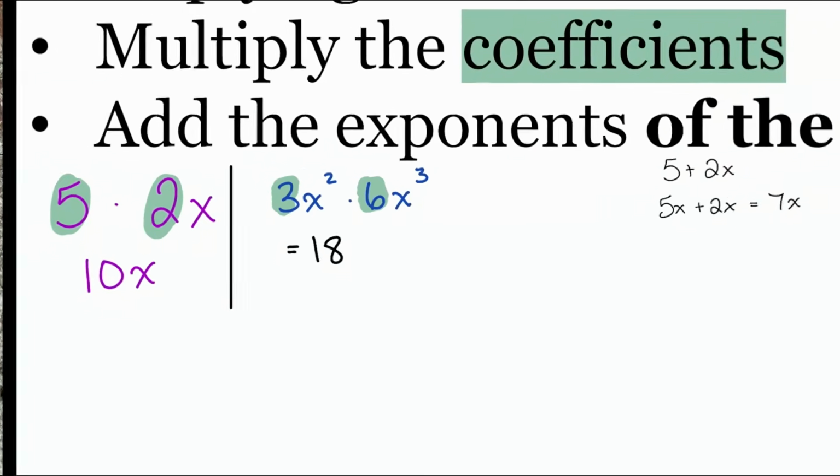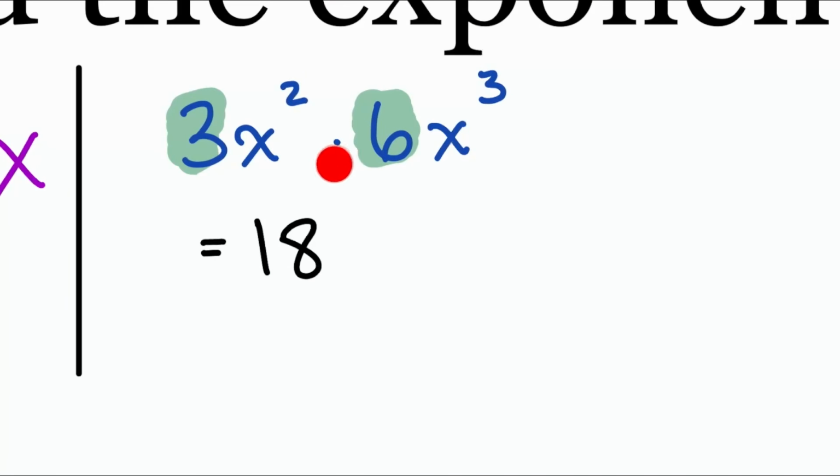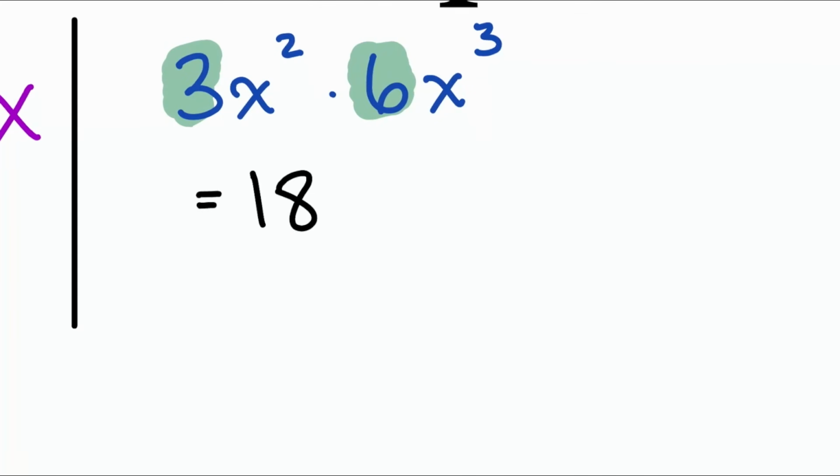Everybody, remember, we are going to add the exponents of the same variable. Again, this is when we are multiplying terms. We are clearly multiplying terms. Everybody, are these two variables the same letter? Yeah, they are absolutely the same letter. And so what did we say? We would add their exponents. So here's what we have. We're going to have 18x to the power of 2 plus 3, which is going to be 5.